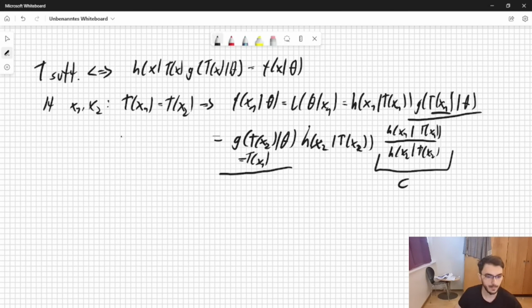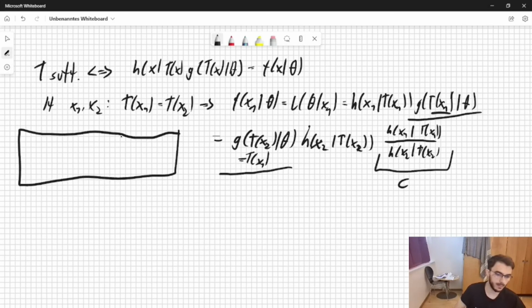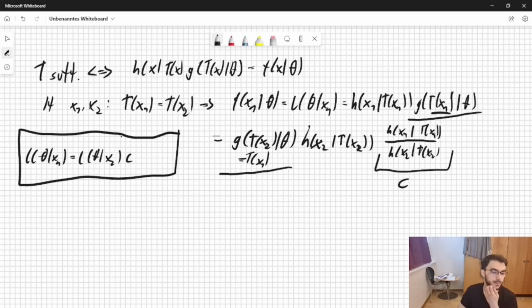If we go back, well, I can just write this down again. If we have that L of theta given x1 equals L of theta given x2 times some constant c, then we have the same inference. And c is a constant. If we know x1 and x2, c is a constant. It has nothing to do with theta.